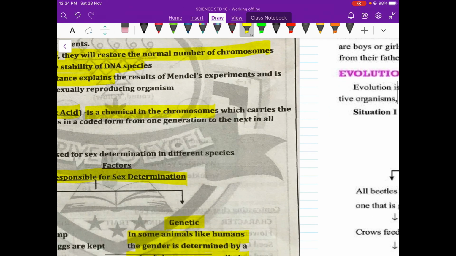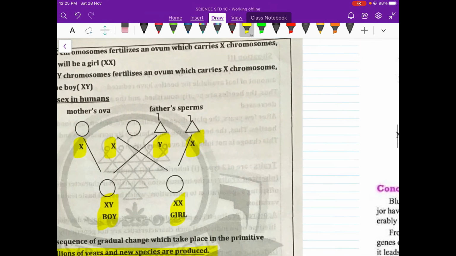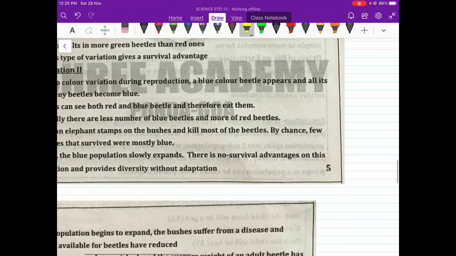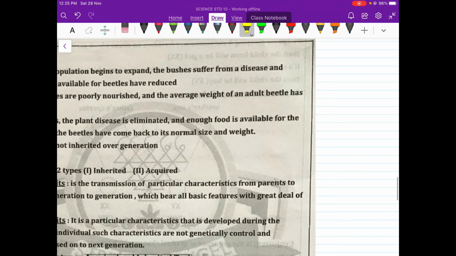So this is what is called evolution, and these are the three situations in which we have seen the different adaptations.